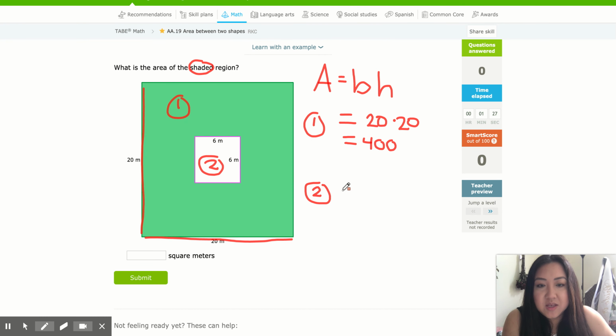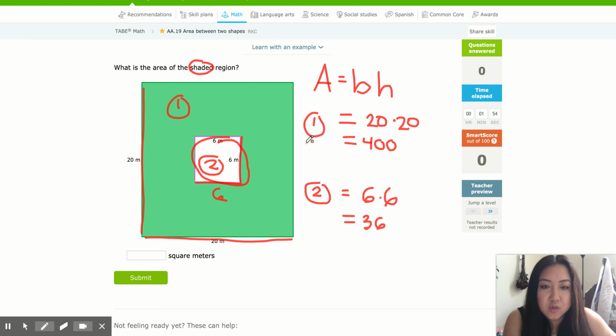For the next one, same thing. Find the area, which is, this time they put the 6 on top, but that's still the same as the bottom here. So the base times the height. So I know this is 6 as well. So it'll be 6 times 6, which is 36.